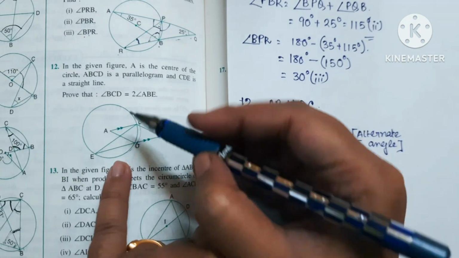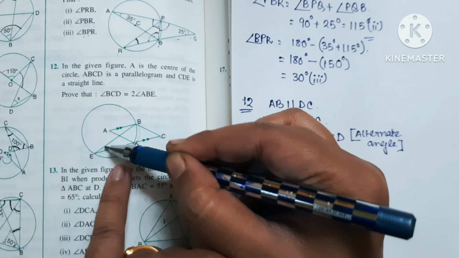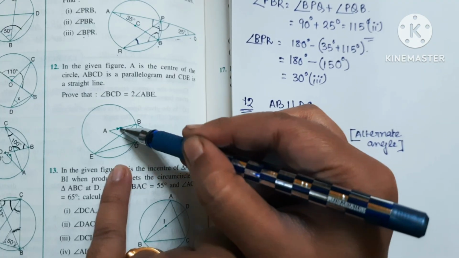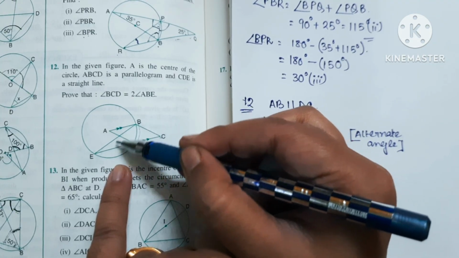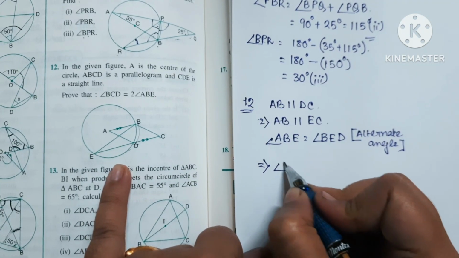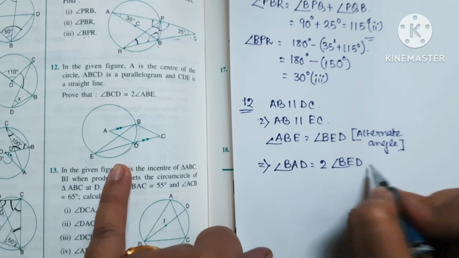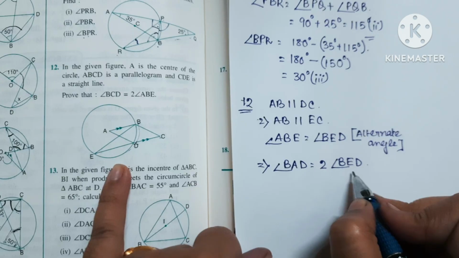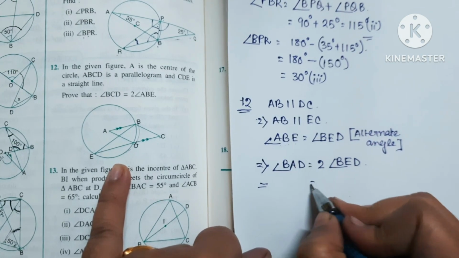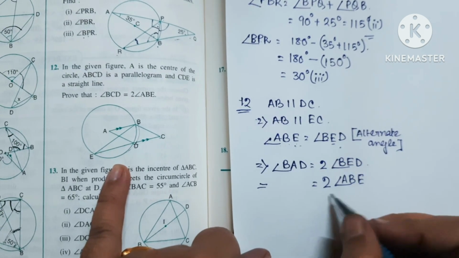Now see, angle BAD and angle BED: one is at the center and the other is at the circumference, but both are on the same segment BD. So you can say angle BAD is equal to twice angle BED. Since BED is equal to ABE, you can replace it like this.